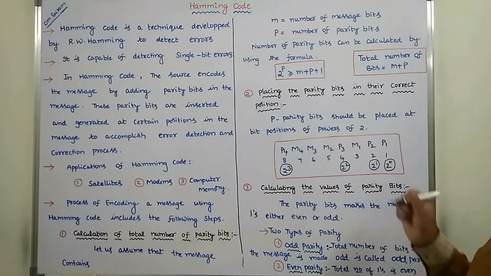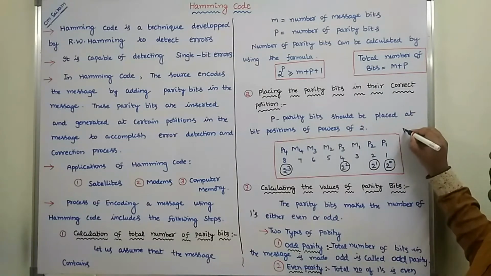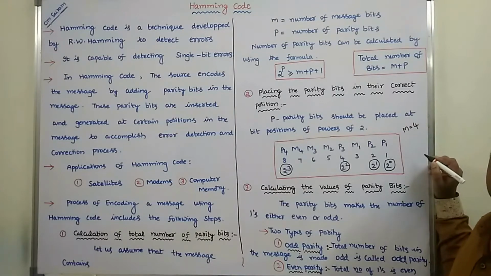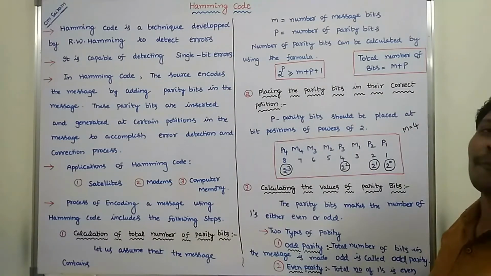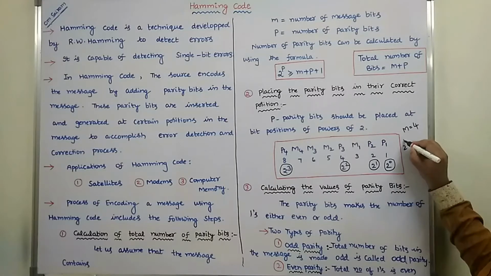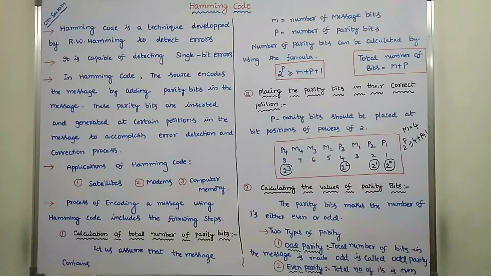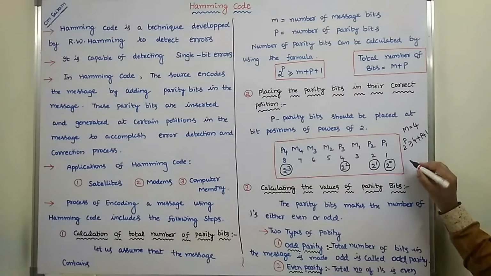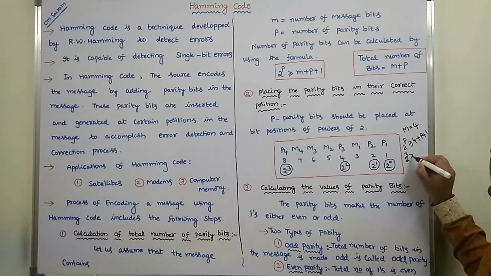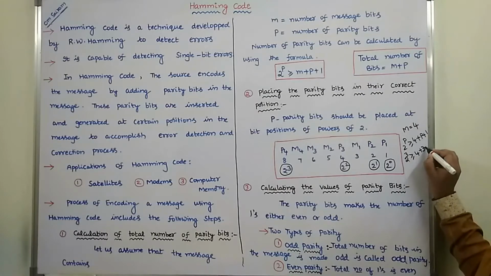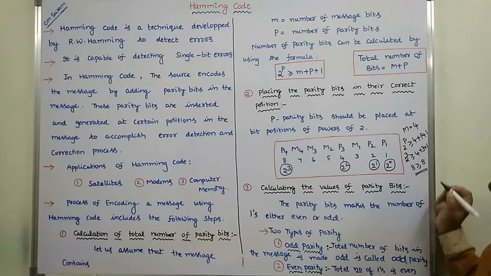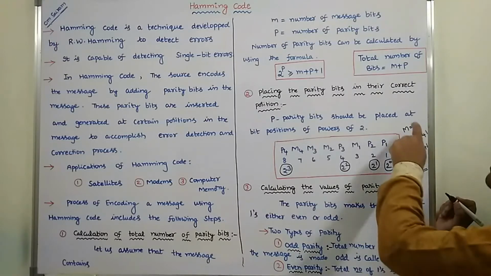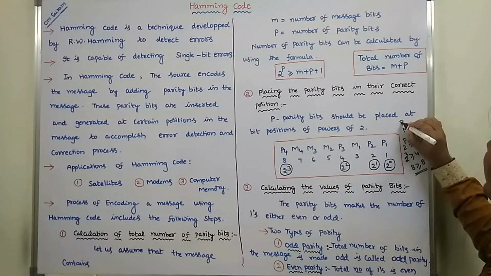Okay. So here how are we getting this? Here m is equal to 4, the number of message bits is equal to 4. Then how to calculate the number of parity bits required? 2 power p greater than or equal to 4 plus p plus 1. Suppose we take the p value as 3. So 2 power 3 greater than or equal to 4 plus 3 plus 1. So that is 8 greater than or equal to 8. So this condition is satisfied. Now m is equal to 4 and p is equal to 3.